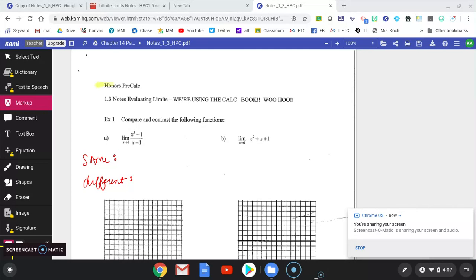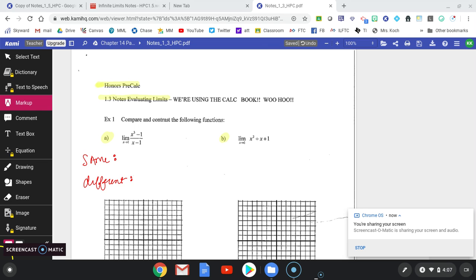All right, Honors Pre-Calc students, this is Mrs. Cook. We are going to learn section 1.3, which is evaluating limits. Now, actually, what I'd like to do to start this one out is I think that you are capable of doing example A and B here in example 1 from our last summative quiz.